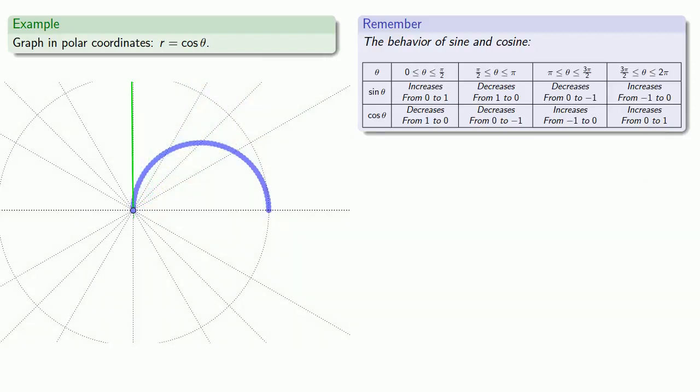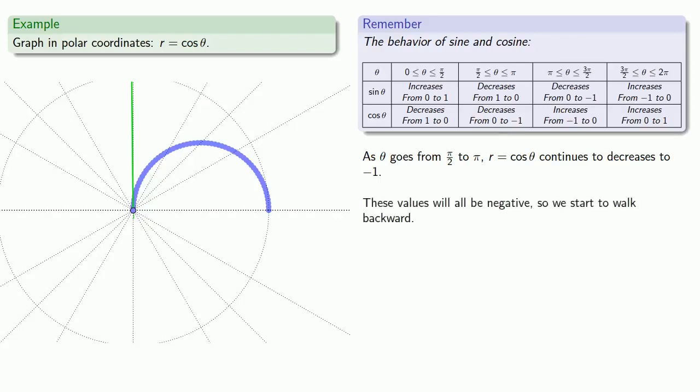Now we can keep going. As theta goes from pi over 2 to pi, r, or cosine theta, continues to decrease to negative 1. And since these values are negative, we're actually walking backwards, and so we might trace out a path that looks like this.